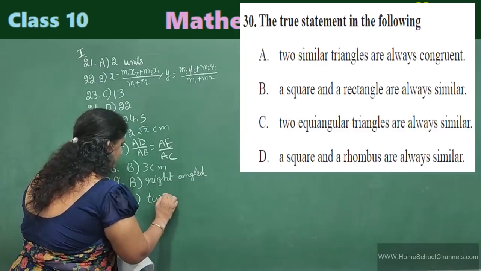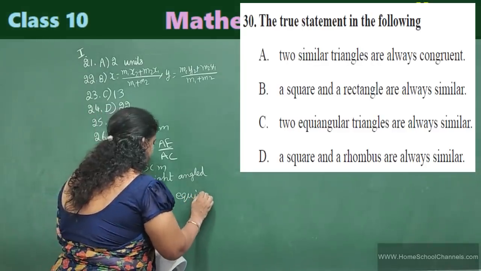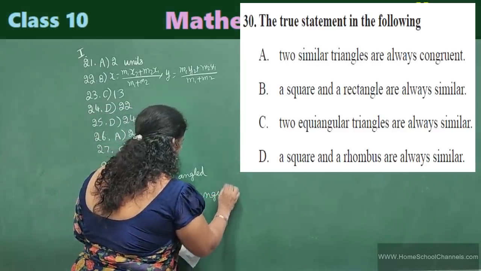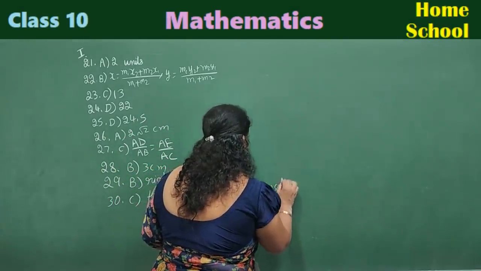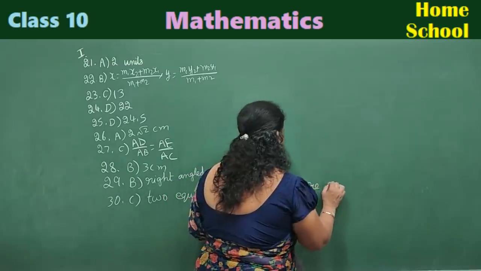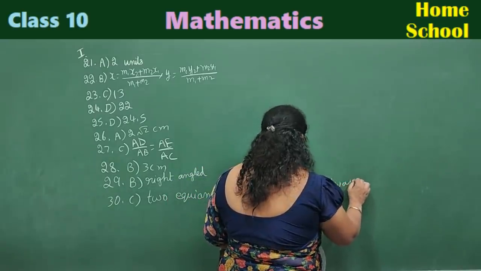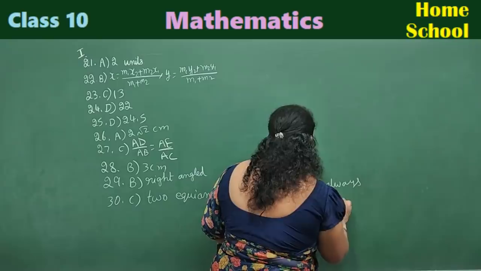Two equiangular triangles are always similar.